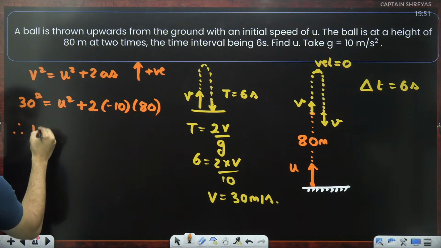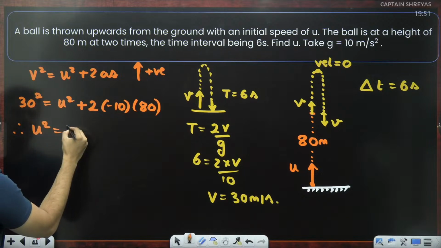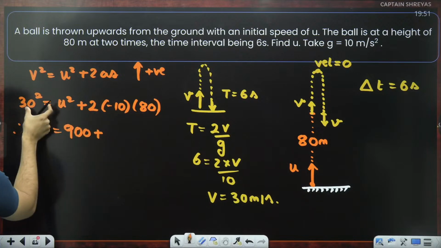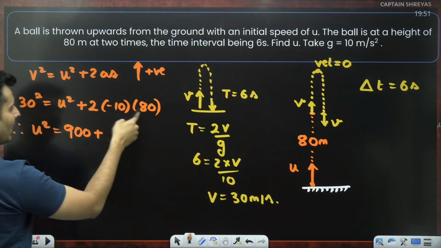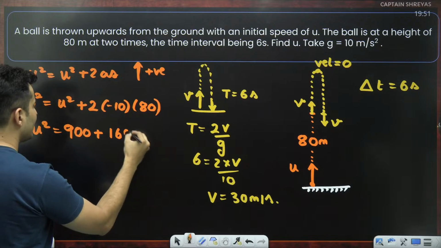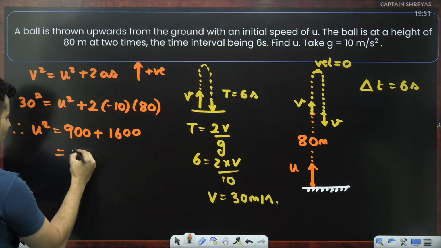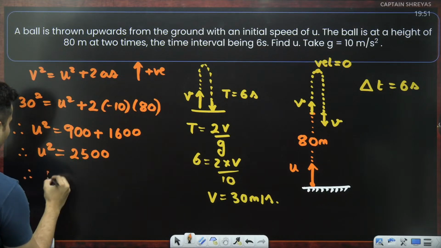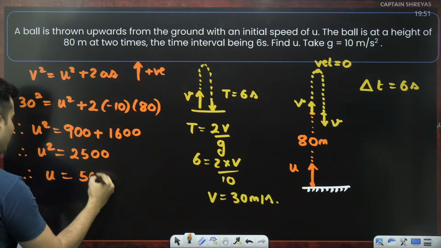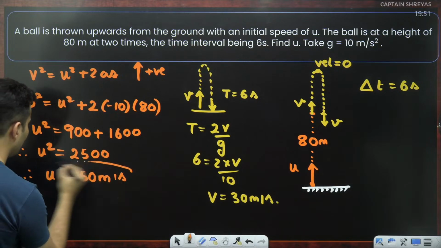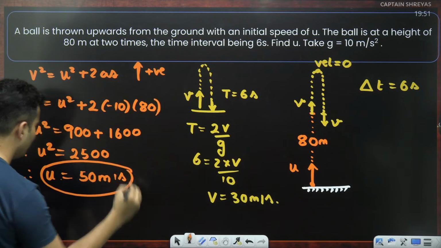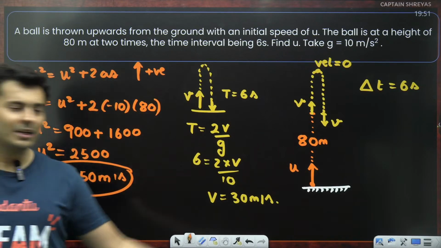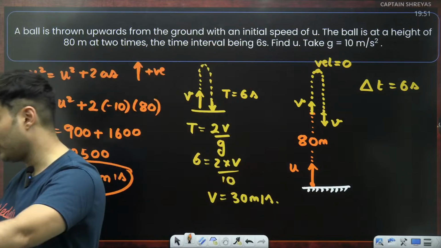So therefore, I will get u square as 30 square is basically 900 plus, because when it goes on the other side, the negative becomes positive, 8 twos are 16. So it will become 1600. So this will become 2500, which is nothing but u square. Therefore, u will become how much? 50. So the answer for this particular question is 50 meters per second. Let's find out. Yes, it is 50 meters per second. Is that clear? So from the ground, it was thrown with 50.